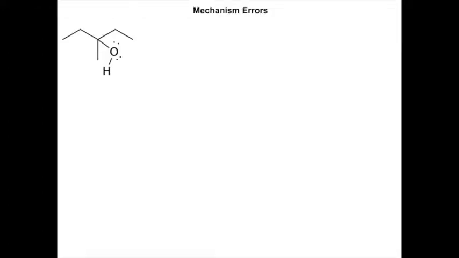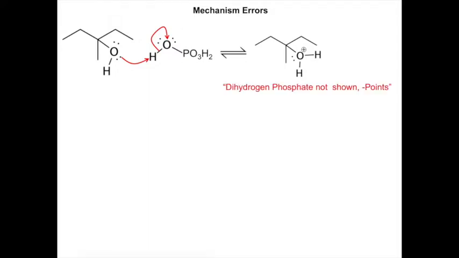So here's some common mechanism errors that I consider errors. Say we're going to protonate this alcohol, make it from a bad leaving group into a good leaving group, and we just leave off the dihydrogen phosphate. That's not good. I might take points for that. Then let's say you just draw the dihydrogen phosphate like that. That's pretty good, but I still don't like it as much as if you show the fact that this oxygen had 2 lone pairs. Now it has 3 from the 2 electrons from the bond.